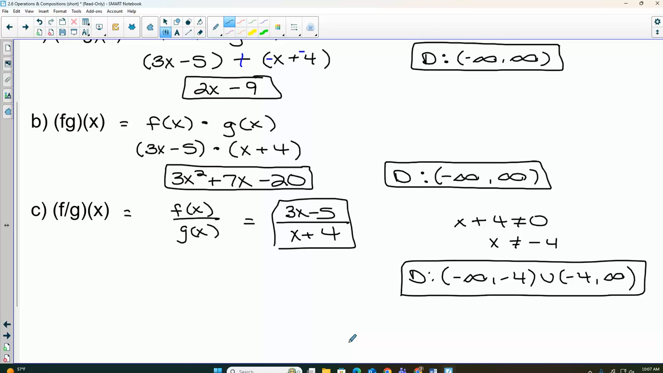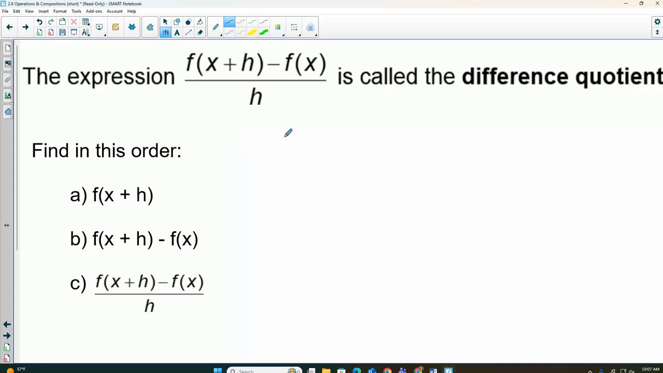There is one last piece I want to talk about today. We're going to go ahead and look at the difference quotient. This difference quotient is an expression, f of x plus h minus f of x over h. So, to find that, we usually break it into 3 steps. And if I were to give you this on a test or quiz, I'm not going to expect you to just know what the difference quotient is. I would say, part A, find f of x plus h. Part B, find f of x plus h minus f of x. Part C, the whole thing. So I would break it into these steps.